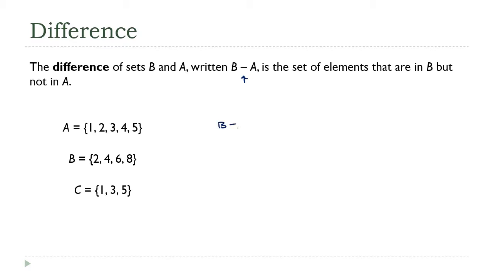So let's actually do B minus A. I'm going to start with my B list and cross out everything that's in A. Let's see. 1 is in A but not in B, so that's okay. 2 is in A, so that has to go. 3 is not in B. 4 is in B. And 5 is not. So what's left? When I took away everything that was in A, all that's left is 6 and 8.